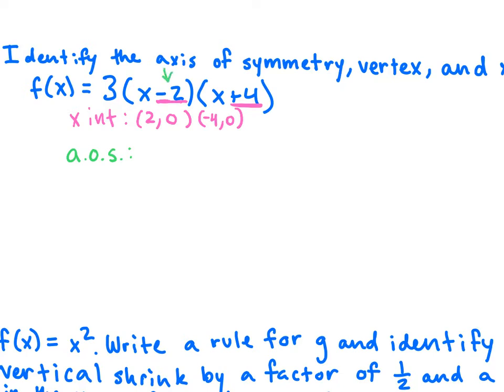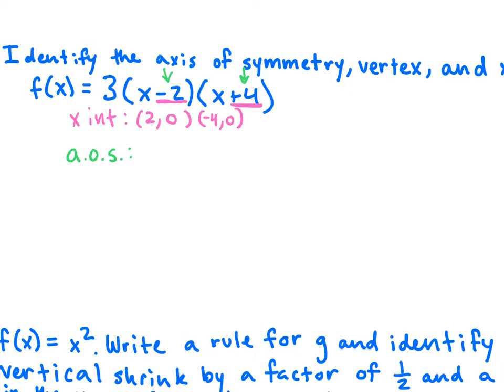Remember, we change the signs of both of these. So anytime it comes from the parentheses, we change the sign. Okay. So what do we need to do to find our axis of symmetry? We use the x-intercepts, but how do we use them? What's our formula? Awesome. P plus Q divided by 2.